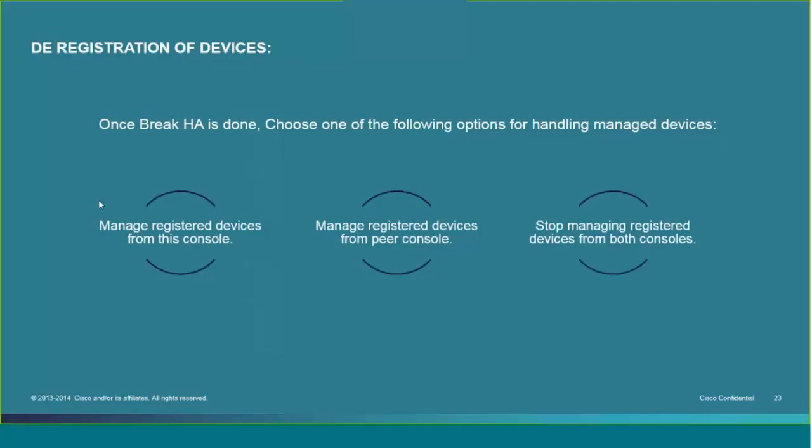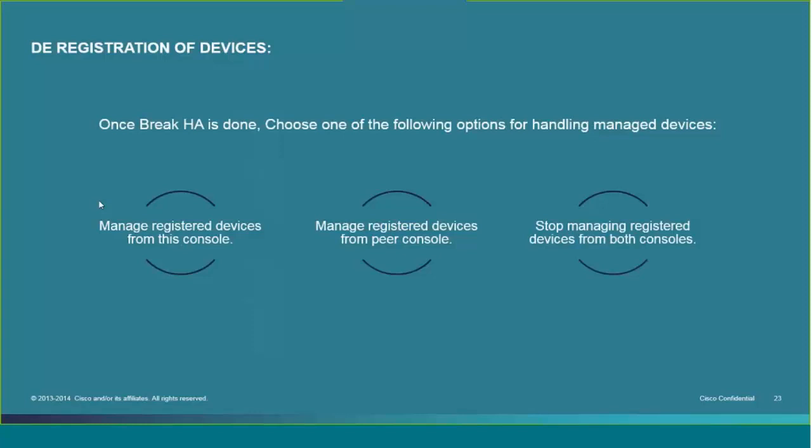At a point wherein a successful HA is established, there is active SF tunnel communication between the devices and the primary FMC, as well as the devices and the secondary FMC. Through this channel, events are continuously sent out. So during the time of deregistration or the breaking up of the HA, we need to decide what happens to the devices that are connected to both the HA units.